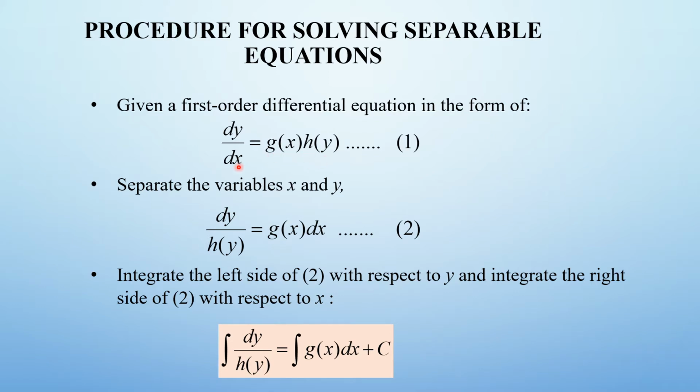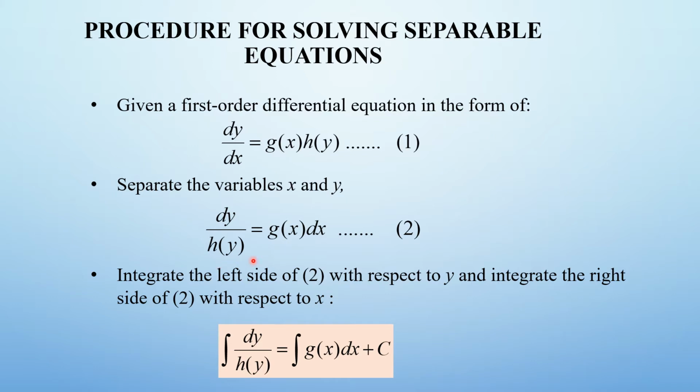To start solving this separable equation, we need to separate the variables x and y. So bring the function h in terms of y to the left side, so we get dy divided by h of y, and bring the differential dx to the right side so that we get g of x dx. Notice that the variables have been completely separated. The function in terms of y alone is now on the left side, and the function expressed in terms of x alone is now on the right side of the equation.